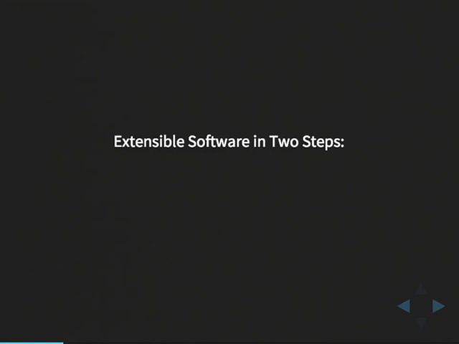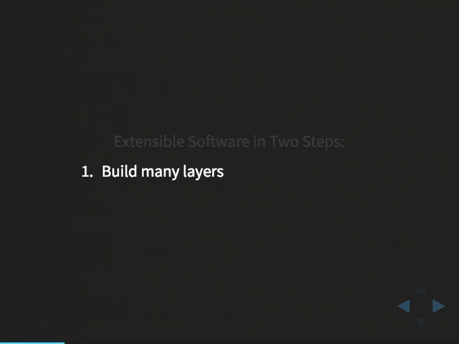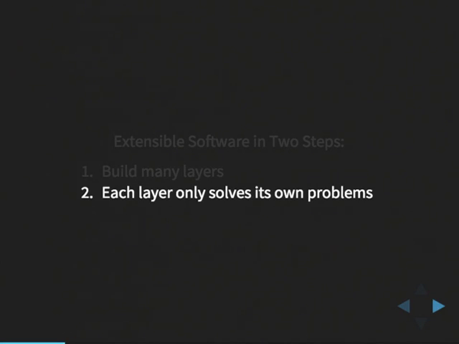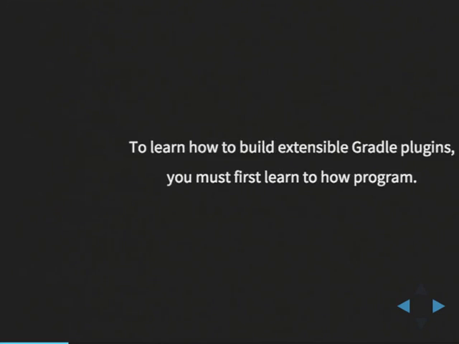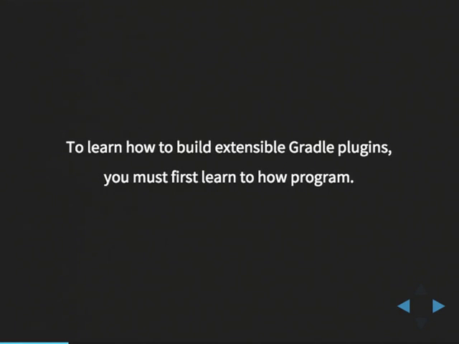So extensibility in 2 steps. Step 1, build many layers. Step 2, each layer solves its own problems. You'll notice I'm not actually advocating for any specific solution. I'm not advocating for OSGi or Java 9 or some J2EE war-based solution or Android services. There's a million different modularity systems that exist in the Java and Groovy and Gradle ecosystem that might be relevant even just to compare here. But to learn how to build extensible Gradle plugins, you must first learn how to program.